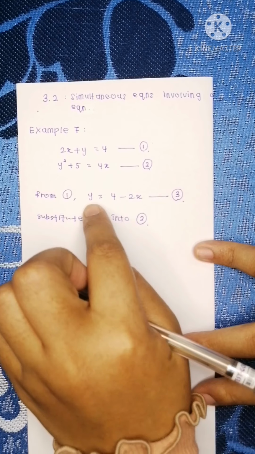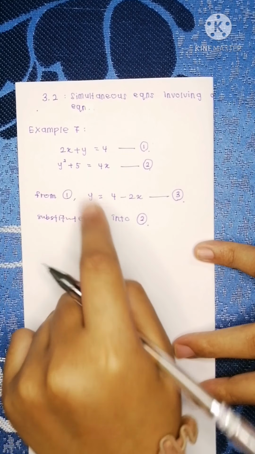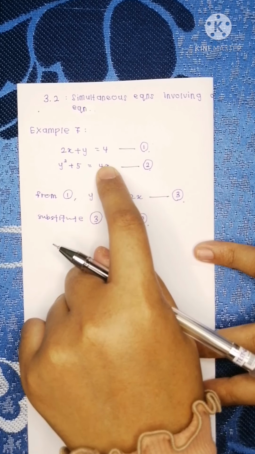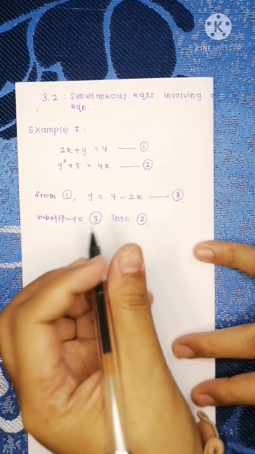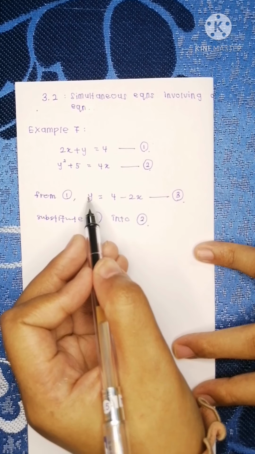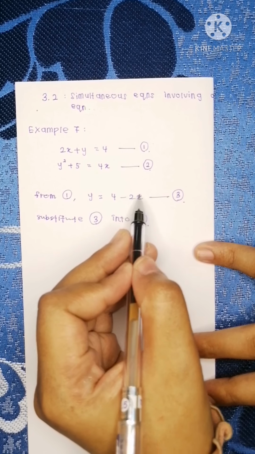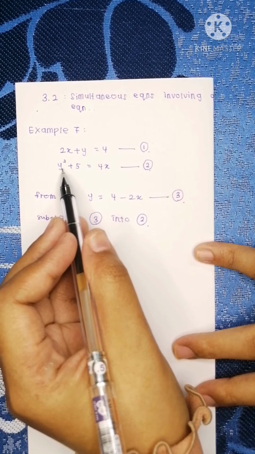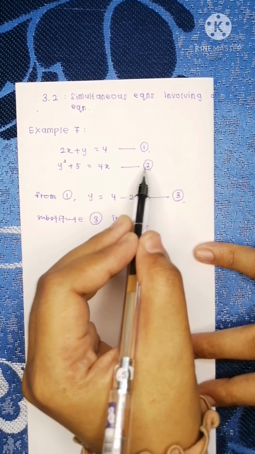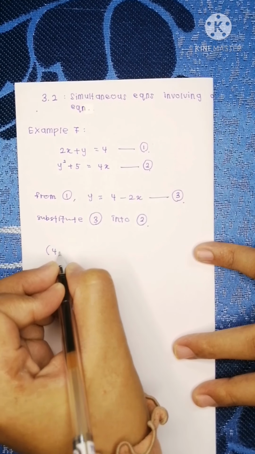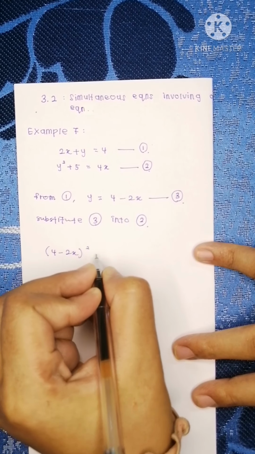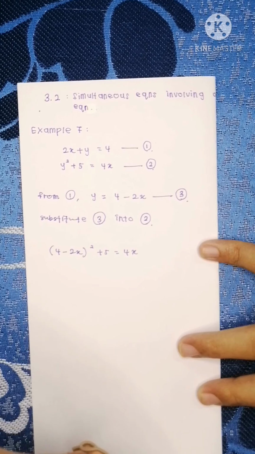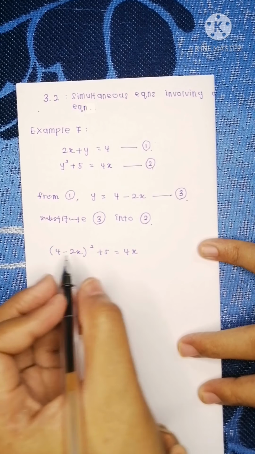Now y is equal to 4 minus 2x. So this one, y squared plus 5 is equal to 4x. The subject here, which is y equal to 4 minus 2x, you need to substitute into this unknown y in equation 2. So (4 minus 2x) squared plus 5 equal to 4x. Done already. Now we solve this one.